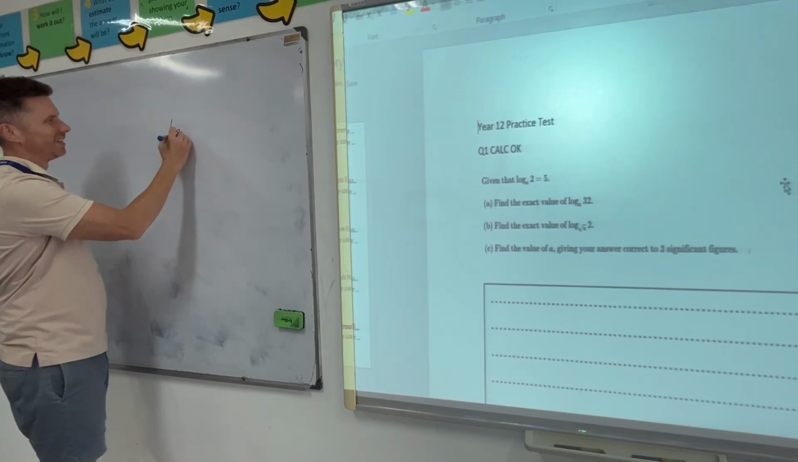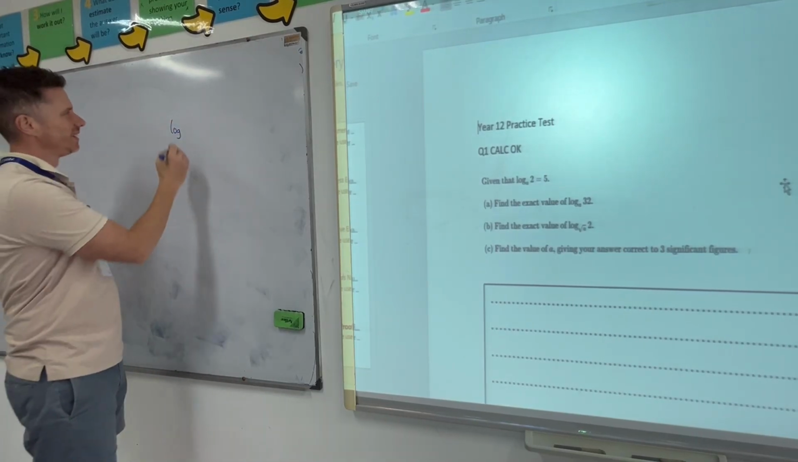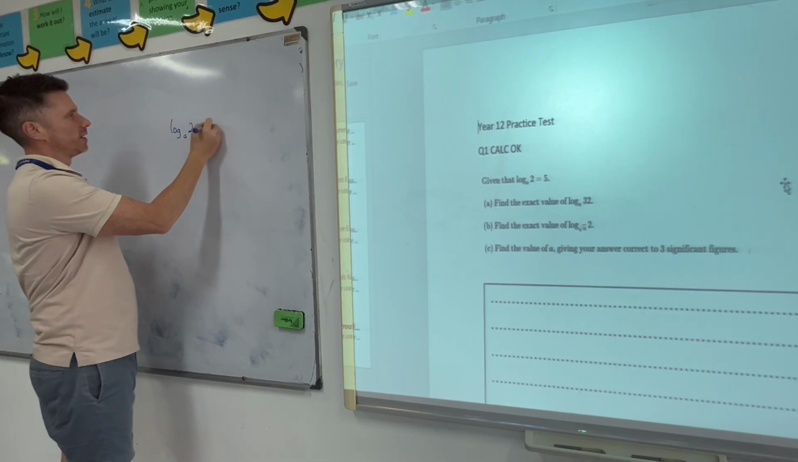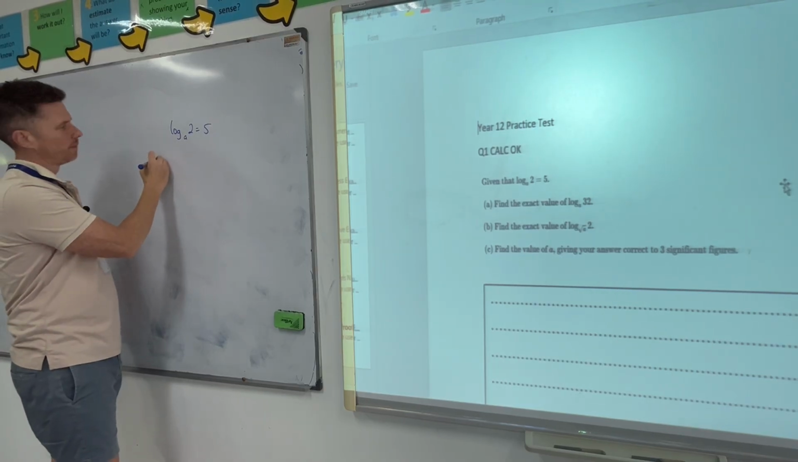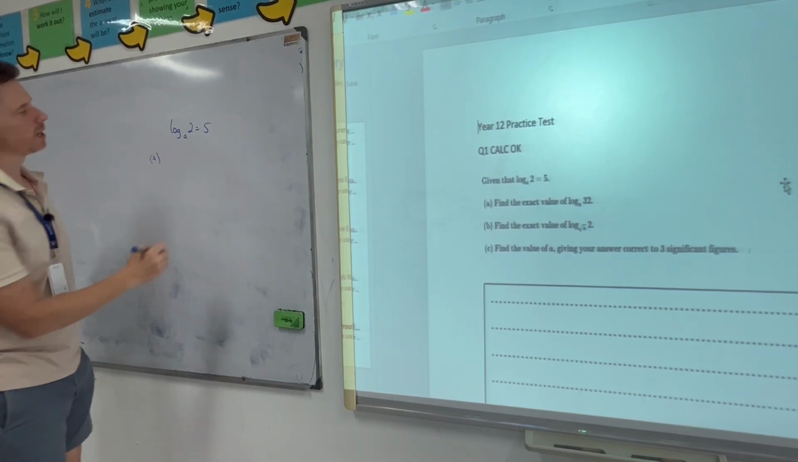One was honestly the hardest one. But we don't do it for one way. Log base a of 2 is 5, okay, so that's our starting point. Find the exact value of log base a of 32.